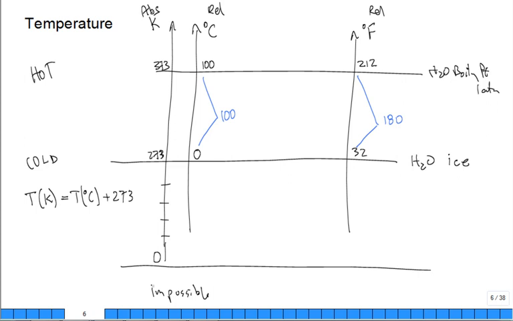Now, how could you get lower than 0? Can you get a negative kinetic energy? No, at a molecular level, it's 0. Nothing's moving. So that's what you can think about when you think about 0 Kelvin.